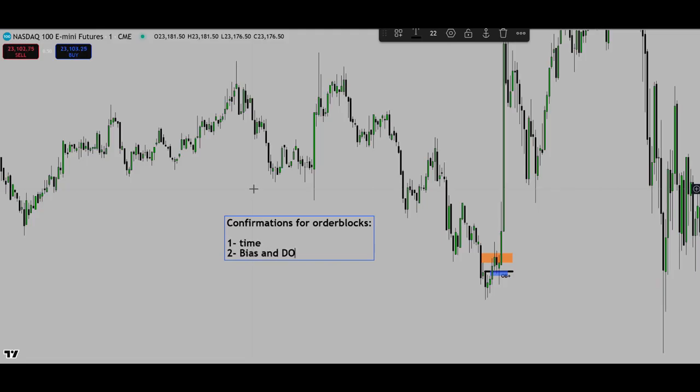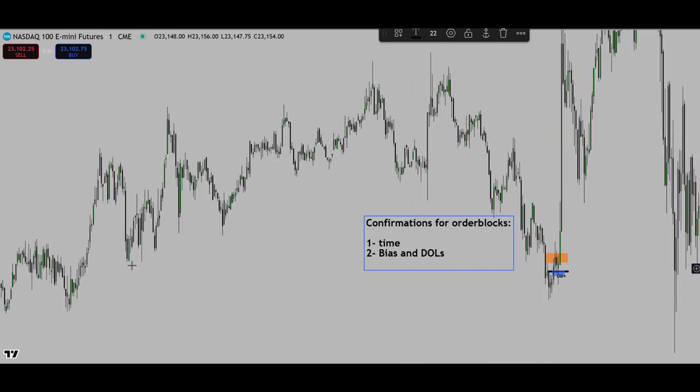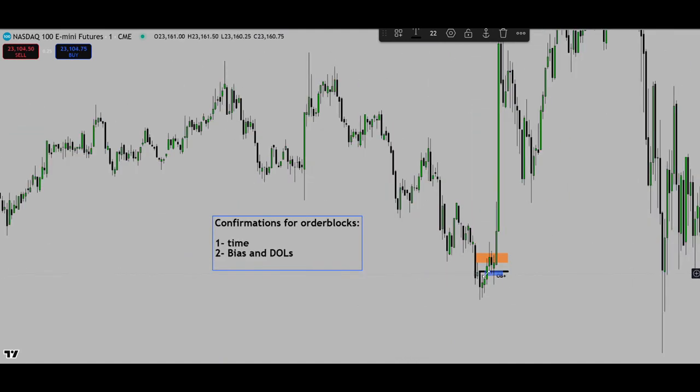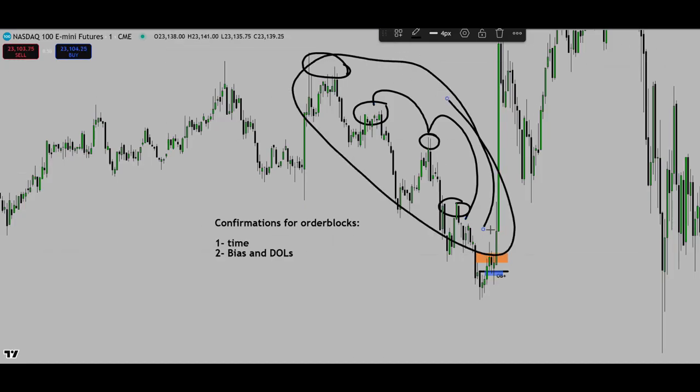Bias and draws on liquidity must be in alignment. You're not going to execute this bullish order block if your bias is bearish for the day. That being said, we took out these equal lows, so the bias and draws on liquidity were clearly higher, leaving all of this internal range liquidity right over here. Let's just do this here. Internal range liquidity, internal range liquidity, internal range liquidity, and external range liquidity.